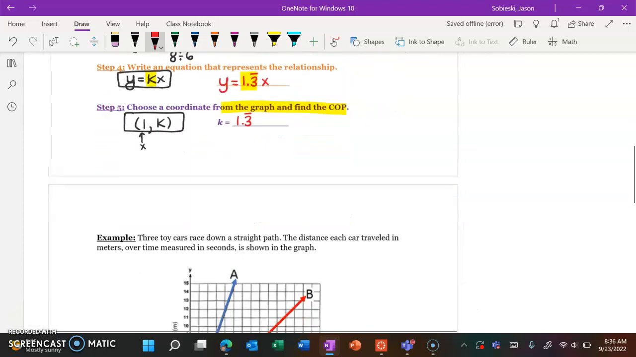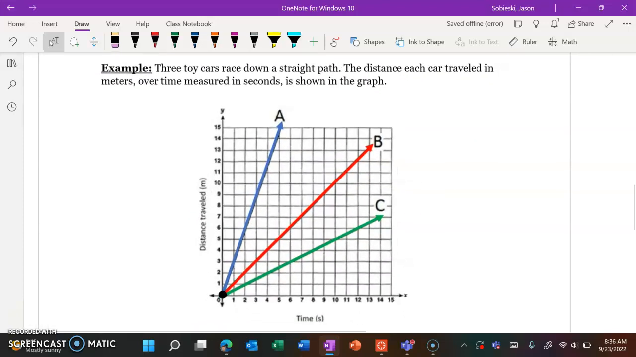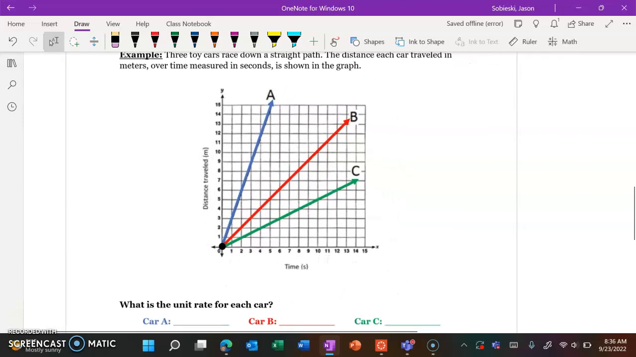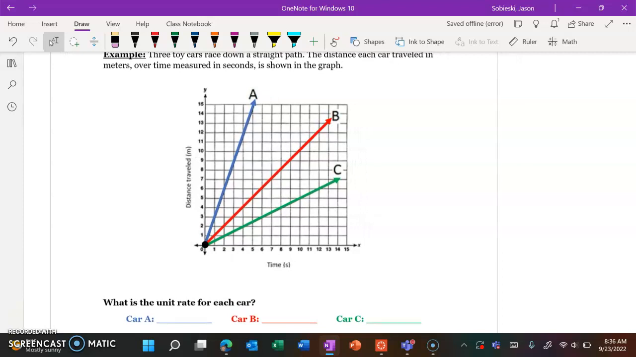Okay, so if you flip your paper over, there is one more example that compares 3 different toy cars. It's comparing the distance that they can travel over a certain amount of time. So I want you to see if you can find, the first question we're going to ask is, which car looks like it's traveling the fastest. Okay, so hopefully you said that car A was traveling the fastest because it can get to the farthest distance in the shortest amount of time.